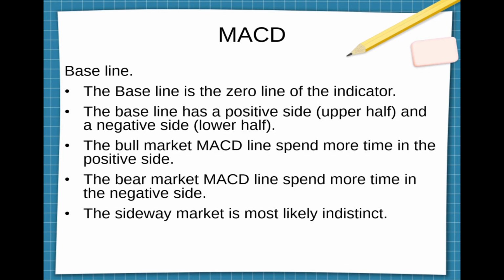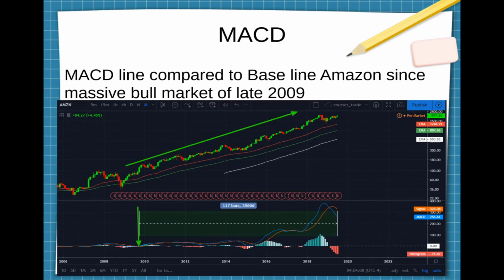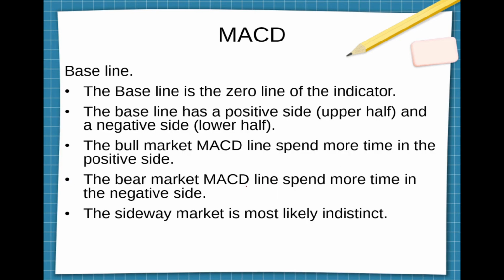Now the baseline, the zero line of the indicator, has a positive side. So let me see if I can show you here. Okay, so this is the baseline, this line right there. Over the baseline, this is the positive side. As you can see, all the numbers are positive, and under it you have the histogram, there's a number here and it's negative. So you have a positive side and then you have a negative side.